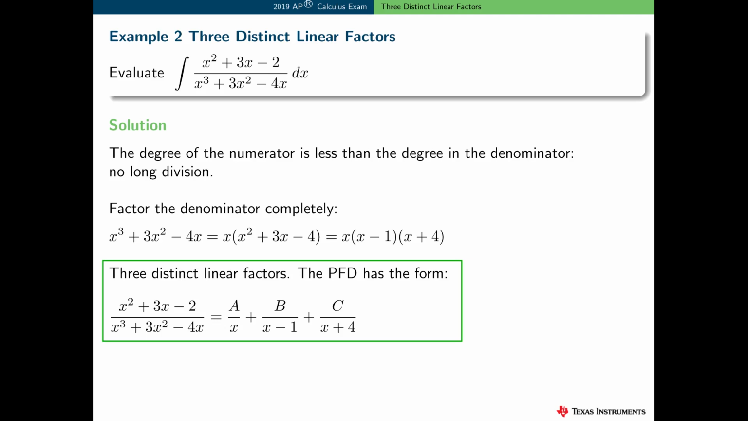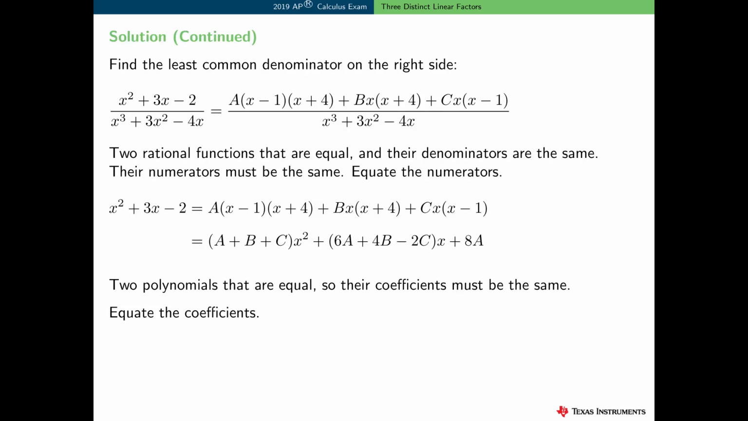So now we know that the integrand, the rational expression, can be written as a sum of 3 terms in this form, where a, b, and c are constants. So the next step is to find those constants, a, b, and c.